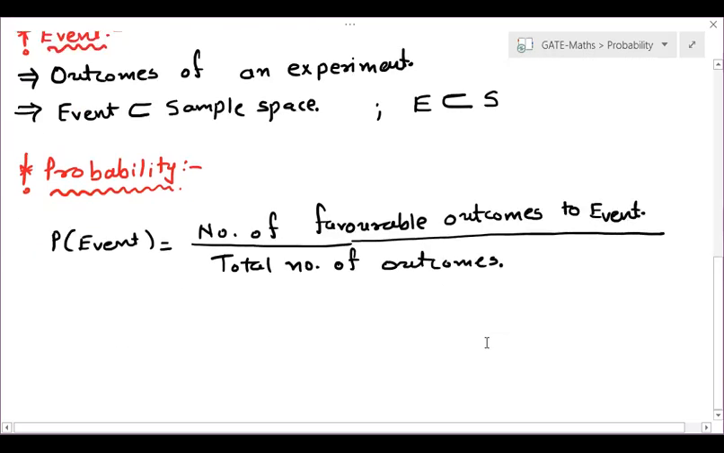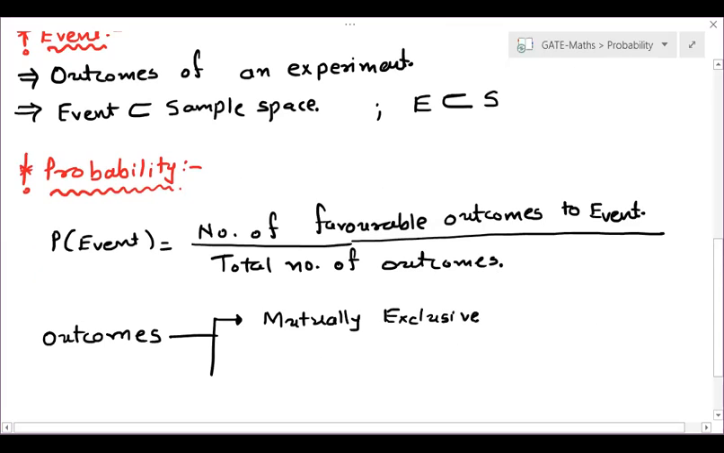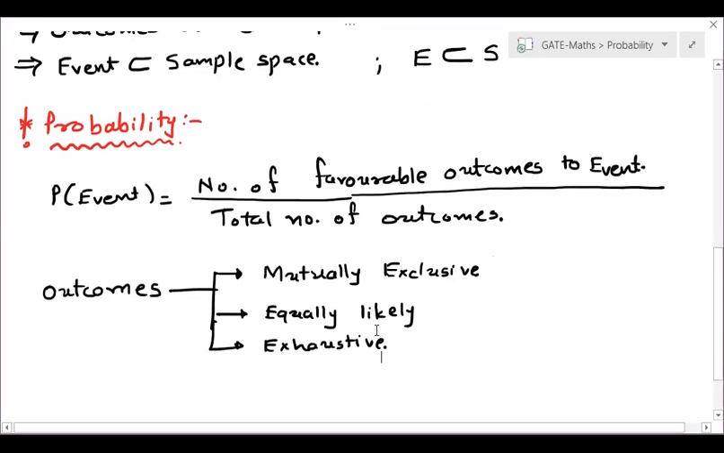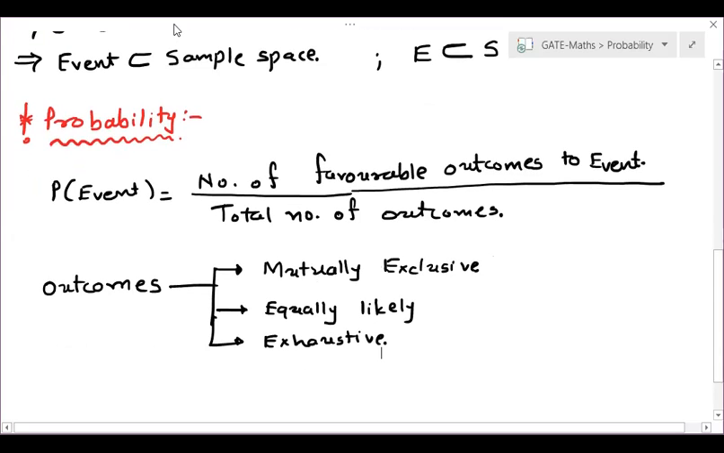Okay. Here, your outcomes should be mutually exclusive, equally likely, and exhaustive. And I will explain all these three terms, right? Okay, I will explain the meaning of each and every term. So this is your definition of probability.